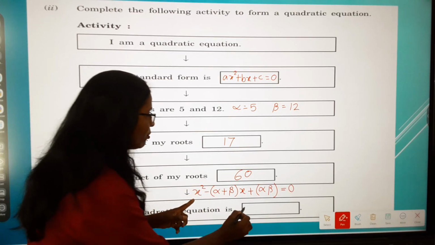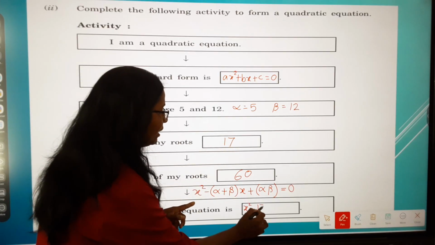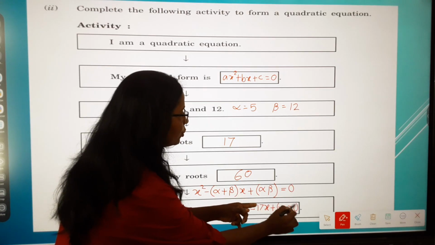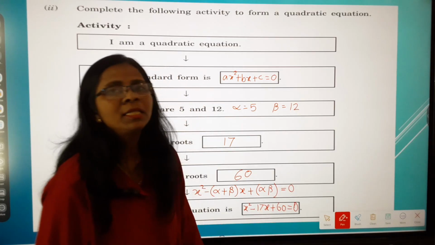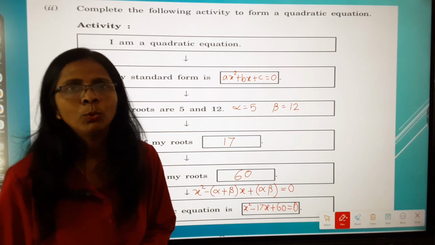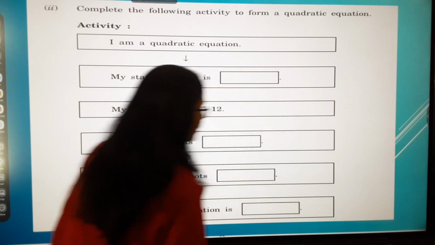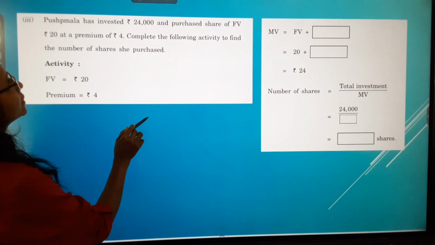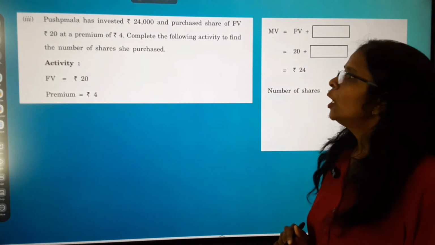So here x square, we write x square minus addition is 17, 17x, product is 60, so plus 60 is equal to 0. So here x square minus 17x plus 60 is equal to 0. Okay, so this is our final answer. Okay, then students, look now here, next question students, have a look.